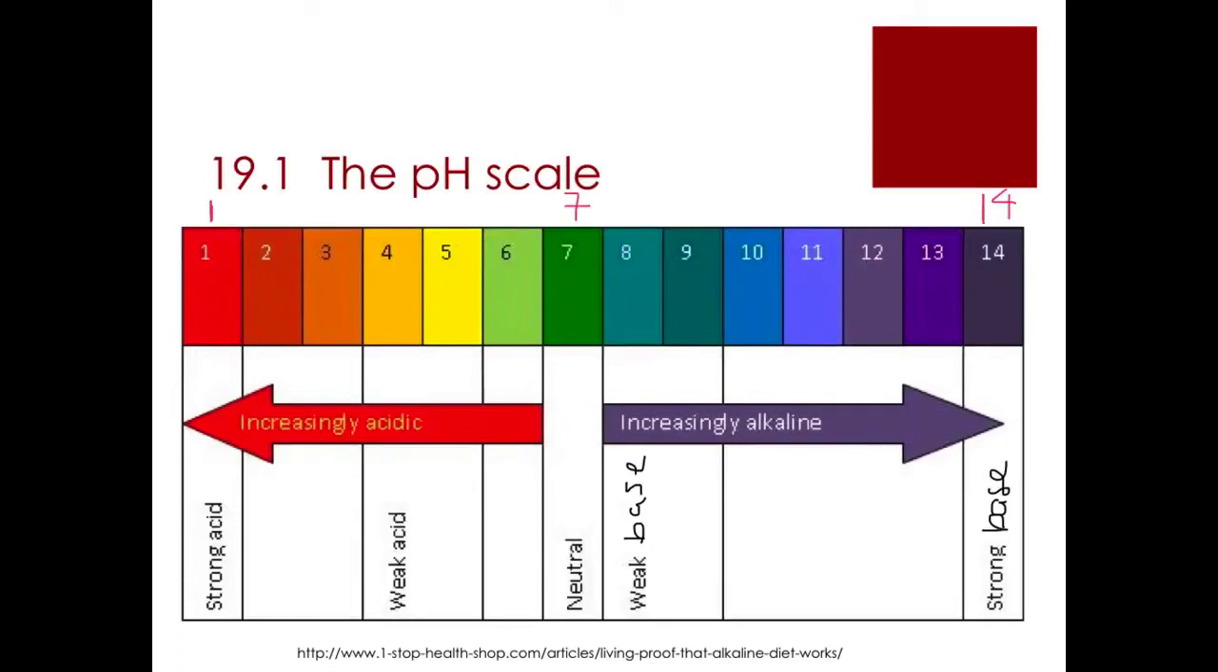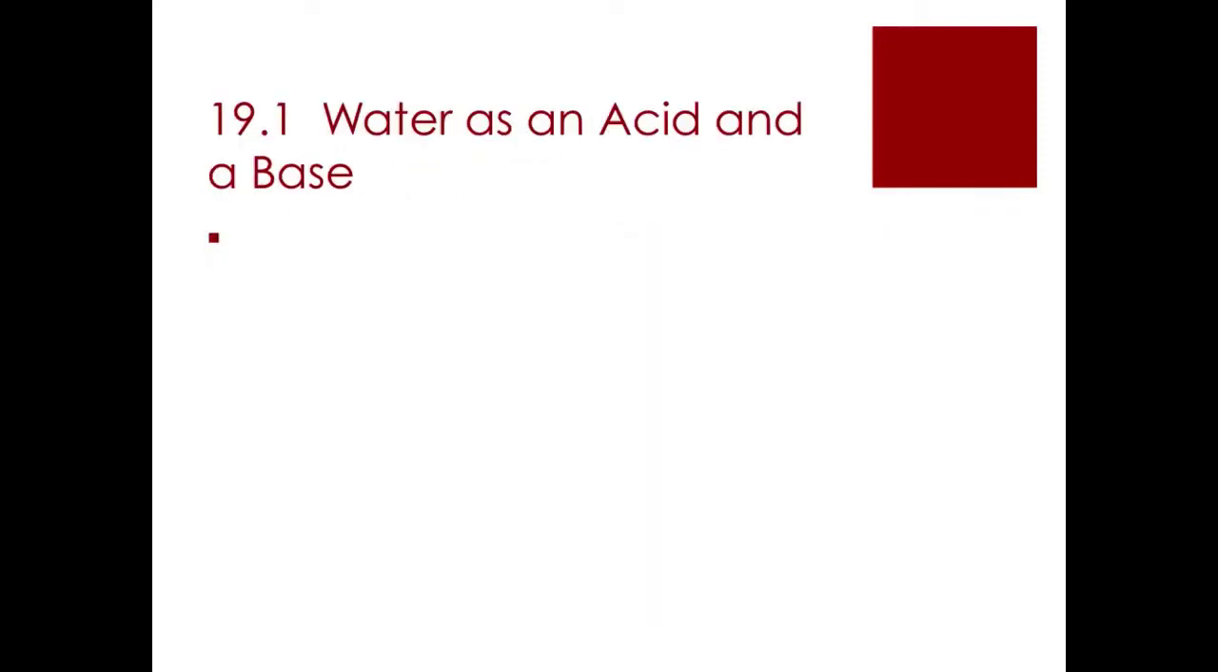As you move from pH 7 to pH 1, solutions get more acidic. As you move from pH 7 to pH 14, solutions get more basic. Notice this chart uses the term alkaline. Alkaline is another word for basic. So where does the pH scale come from? Well, the pH scale comes from the relative concentrations of H+ and OH- in solution.